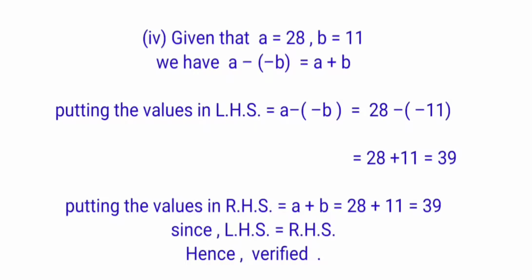and in the right hand side expression is a plus b. Value of a is here 28 and value of b is 11. So 28 plus 11, a plus b, that is equal to 39. So left hand side value is 39 and right hand side value is also 39. Hence both the values of left hand side and right hand side are the same. Hence left hand side equal to right hand side. Thus it is proved.